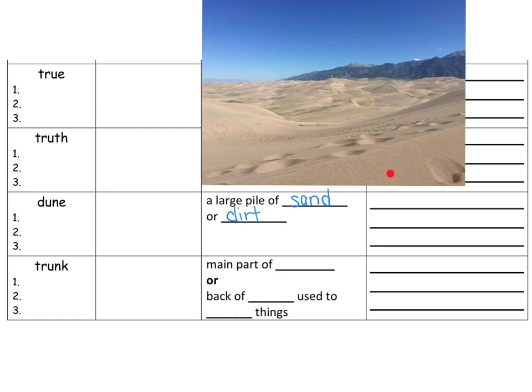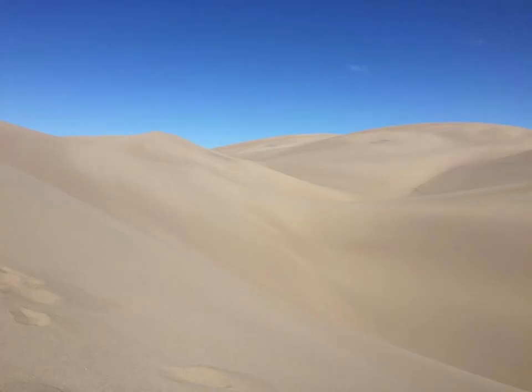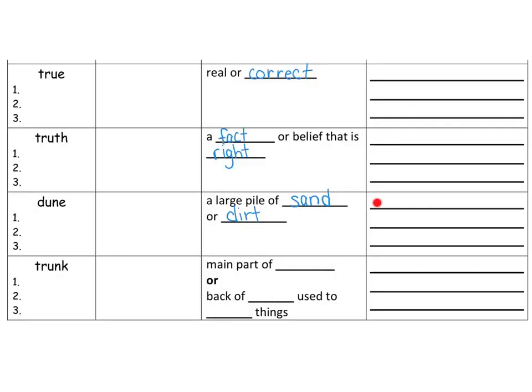It took me a long time to hike up this sand dune. But these are very tall, and they're like little mountains, but made of sand. This is another picture of one closer up, where you can see it just perfectly piles of sand. So if you want to, you can write a sentence here about those pictures I just showed you. The next word is trunk. Trunk.